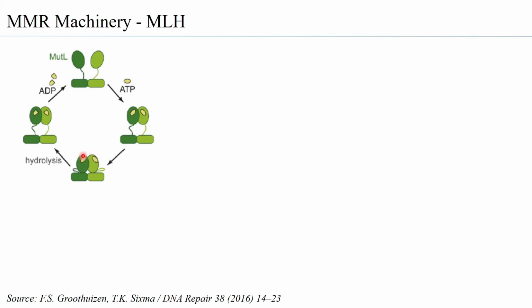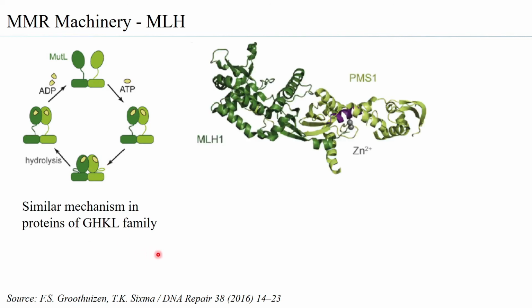It hydrolyzes the ATP, forms ADP, and the ADP is removed to come back to the source. So this dimerization cycle keeps on going on, which is very similar to how it is with HSP90. So that is something that has been observed, and that's the reason why it is related to the GHKL family.